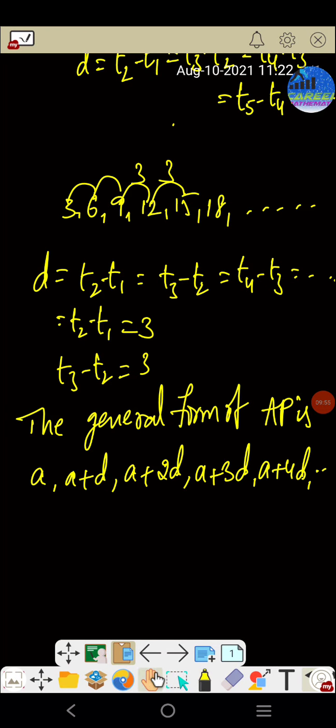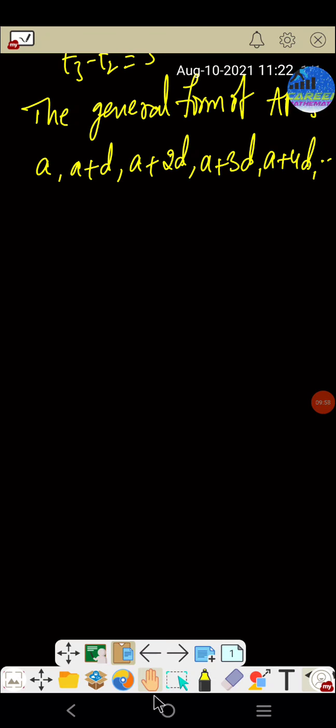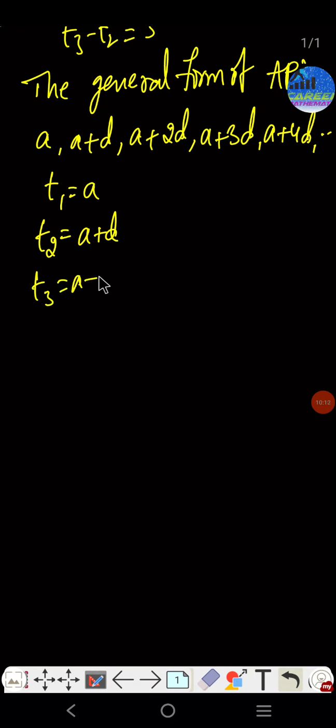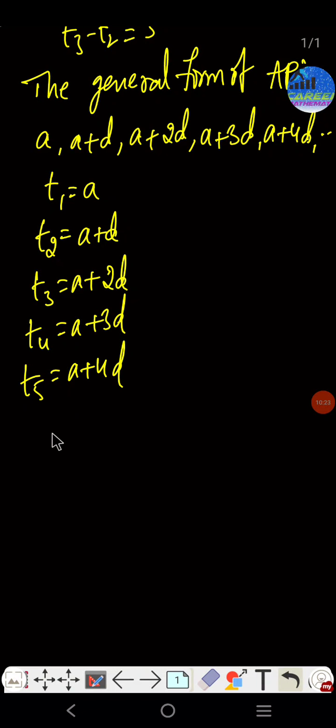That means if we observe here, T1 is equal to what here? The first term, A only. T2 means what here? A plus D, the second term. And T3 means what here? A plus 2D. And T4 means what here? A plus 3D. And T5 means what here? A plus 4D, and so on. So like this we can write down.